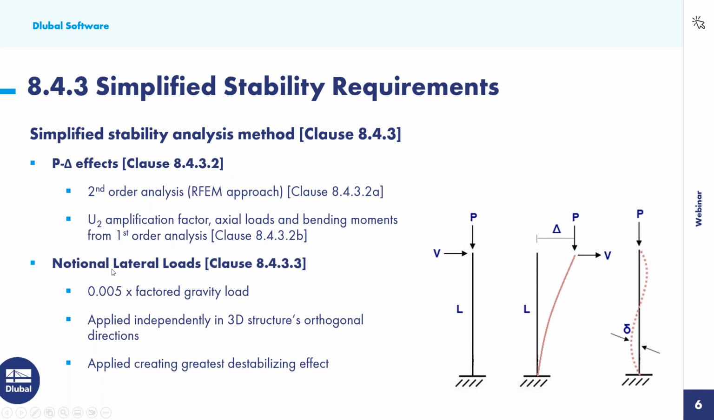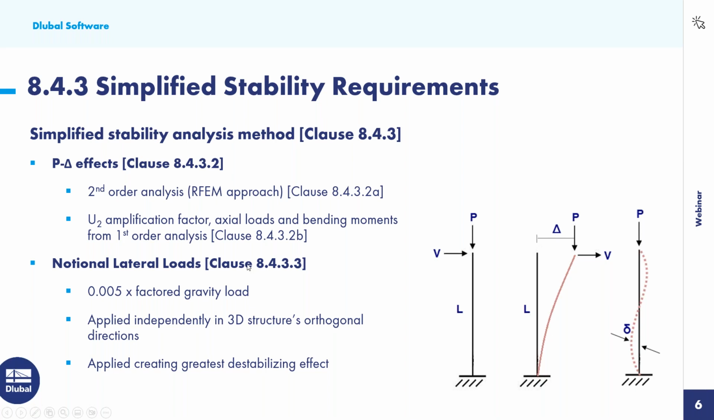Now, with these notional lateral loads, the second requirement, we have here the notional lateral load applied in the same manner that we would see, such as V shown over here on the right-hand side. We take that factored gravity load, so let's say that's P, we multiply by 0.005, and we apply it to the top of the member laterally.